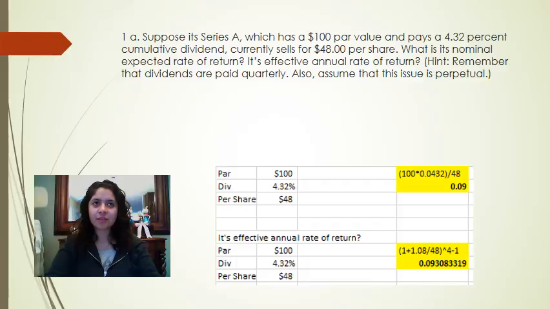Question 1A asks to find the nominal expected rate of return and the effective annual rate of return. Assuming Series A has a par value of $100, pays a 4.32% cumulative dividend, and is selling at $48. To find the nominal rate, I multiply the par value of $100 by the 4.32% cumulative dividend and divide it by the selling price per share of $48, giving me a 9% nominal expected rate of return. For the effective annual rate of return, I added 1 to the nominal rate, which I had gotten earlier, raised to the power of n, minus 1, getting 9.31%.